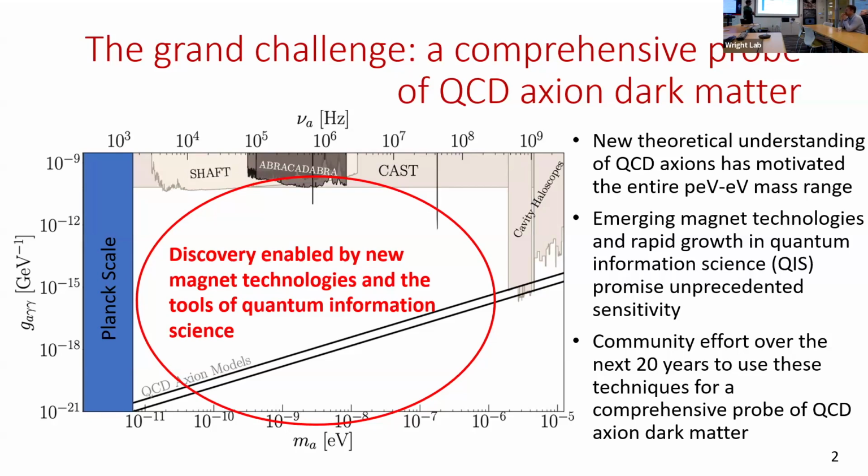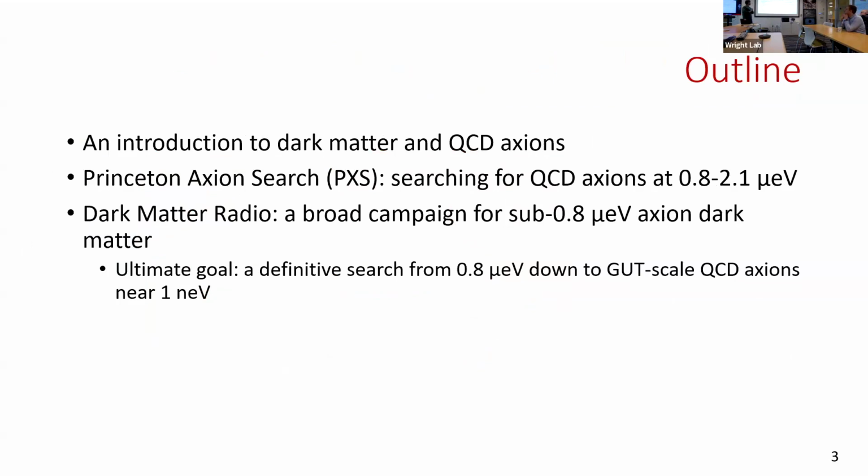I'll show a couple of plots that look like this, with mass on the x-axis, the mass of the axion, and the coupling to the standard model, in this case the photon, on the y-axis. I will focus on this micro-eV and below range, and what we're doing at Princeton to search for these QCD axions.